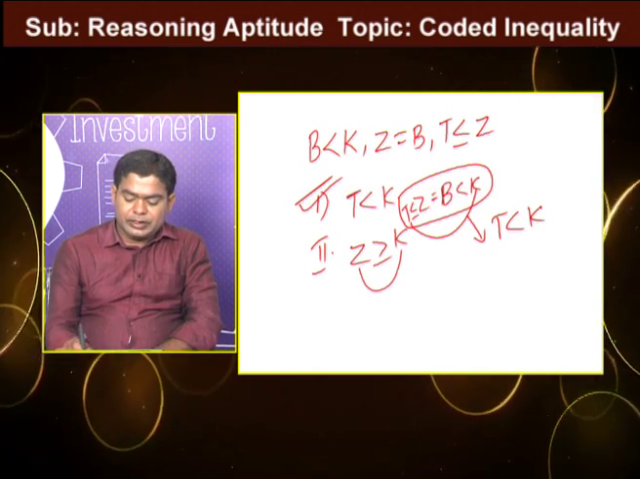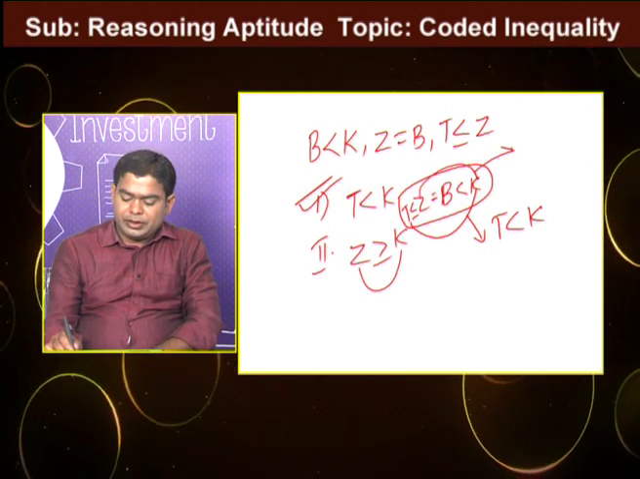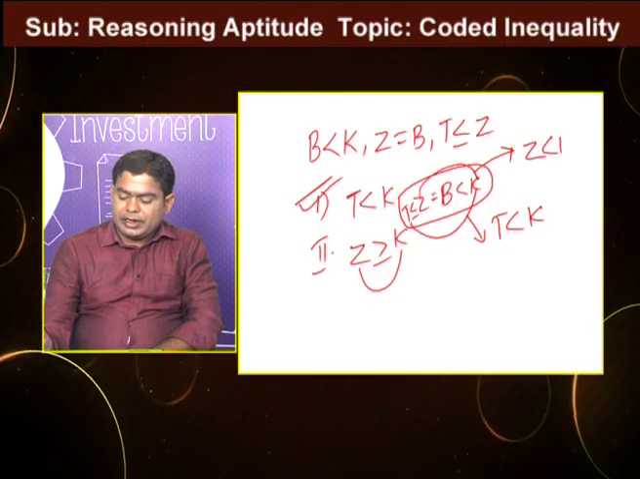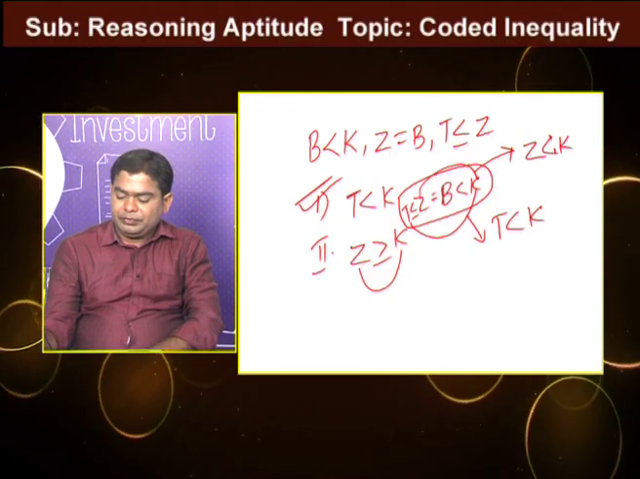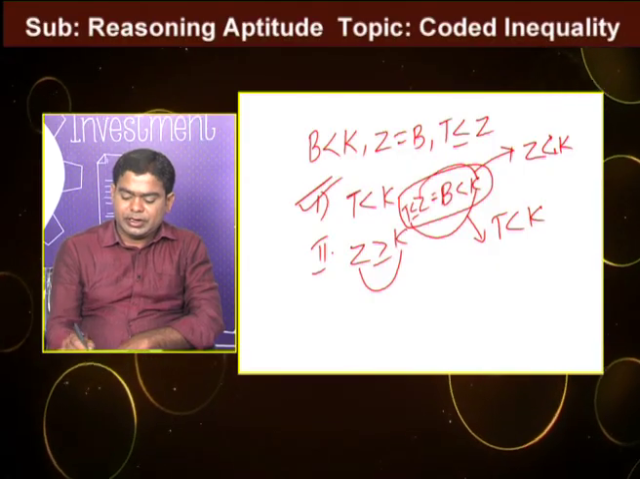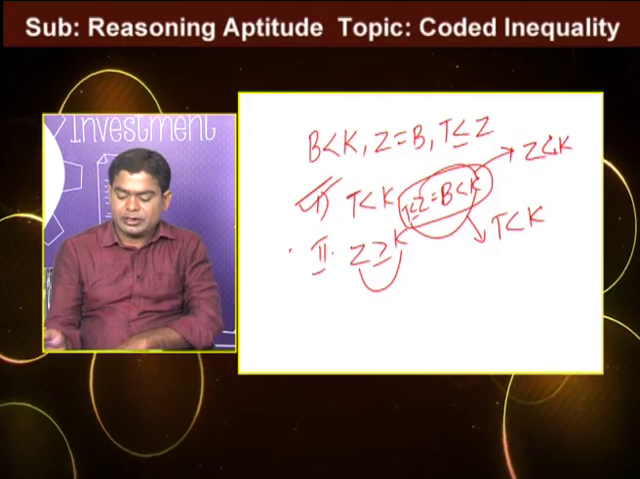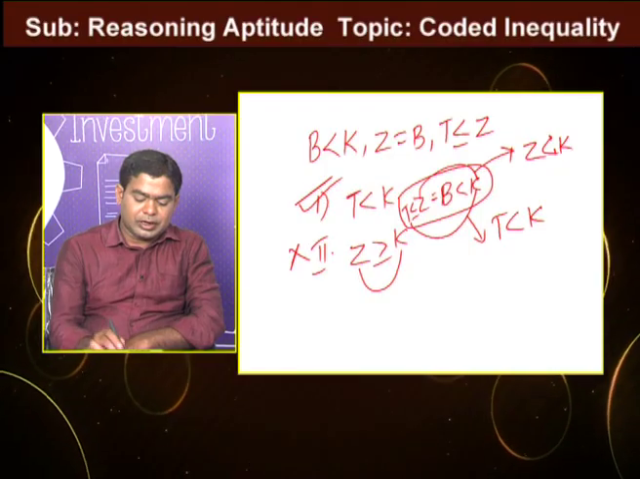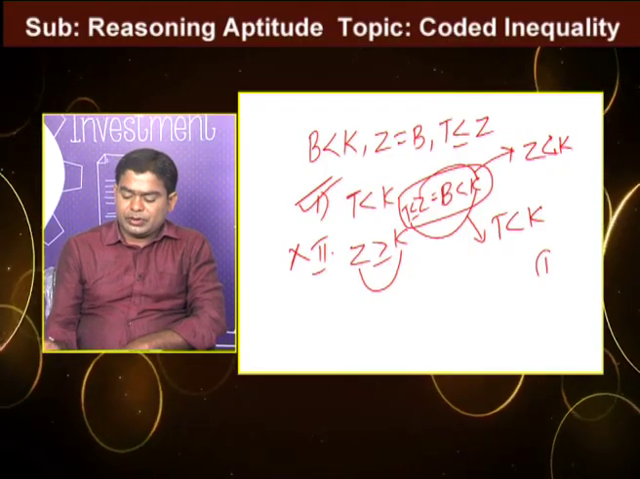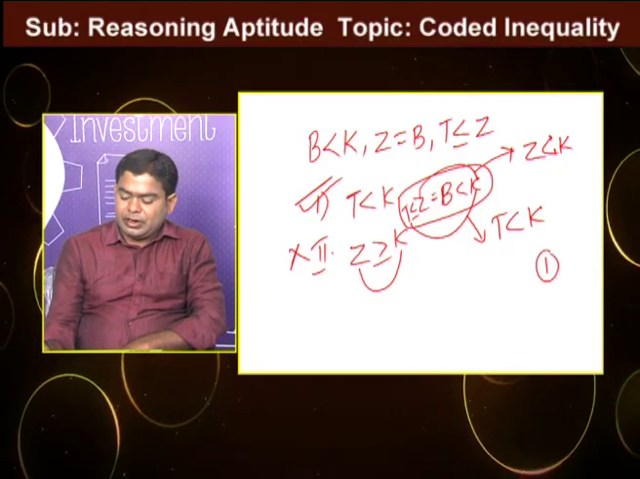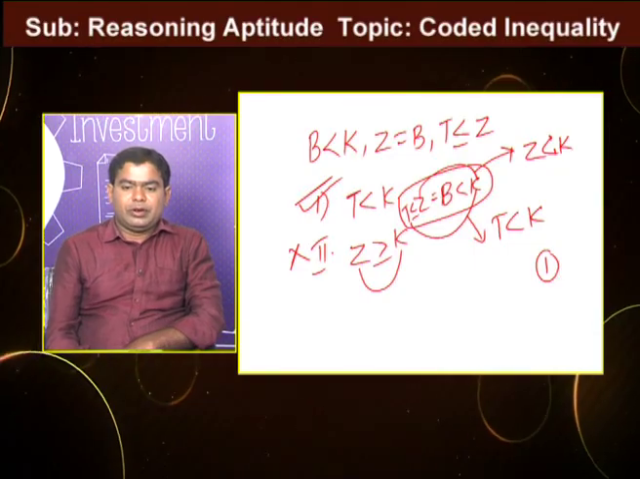Next we go to Z to K. In our combined statement, Z to K we get Z less than K. Here the conclusion is towards the K side but here it is towards the Z side, both are contradictory, that means both are opposite, that means conclusion 2 does not follow. That means according to our question paper only one follows. So here today we discuss the coded inequalities, 10 questions. Tomorrow, in the next session, we discuss some more questions. Okay, thank you.